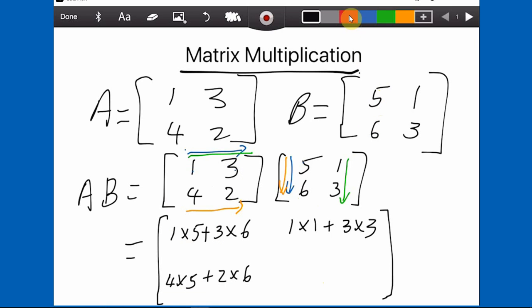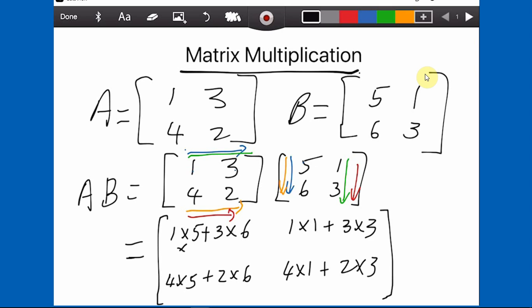All right, then the next one will be row 2, column 2. So 4 by 1 plus 2 by 3. All right. So what have we got there? Let me go over to the next page, and I'll work out these things.